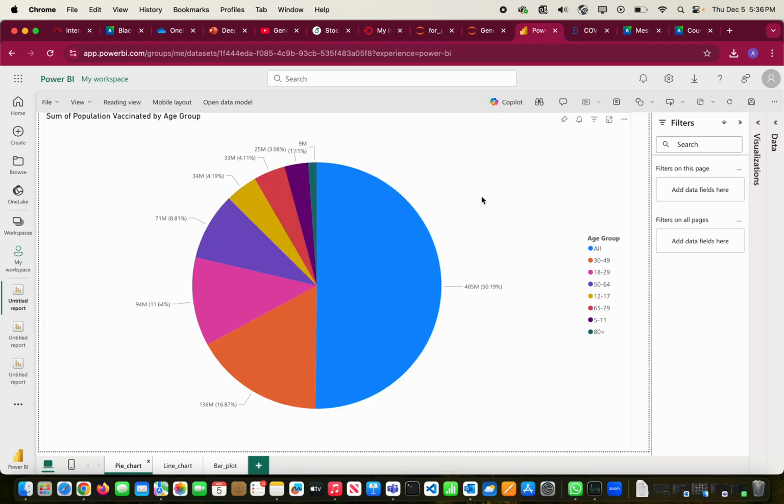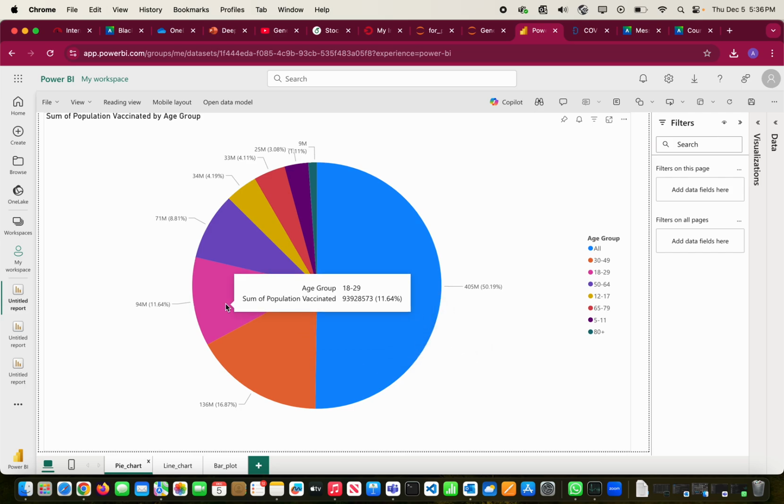As you can see, this plot gives the sum of population vaccinated by age group. From this graph we can see that out of the total population, 50.19 percent got vaccinated. The orange segment represents the age group between 30 to 49. Here 16.87 percent of the people between the age group 30 to 49 were vaccinated.